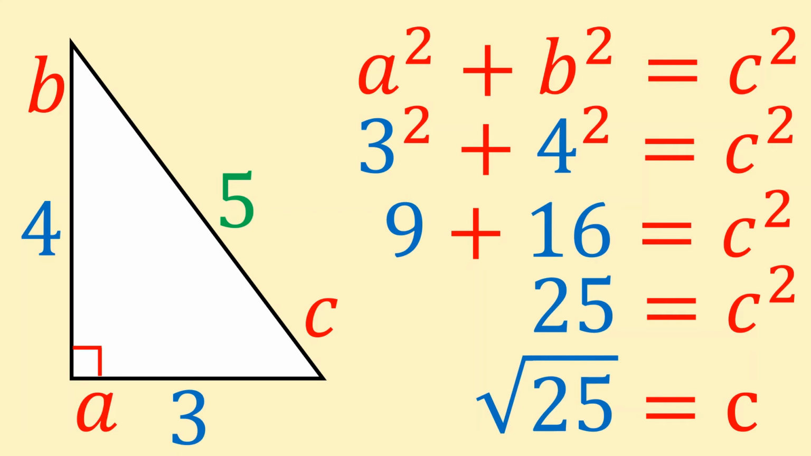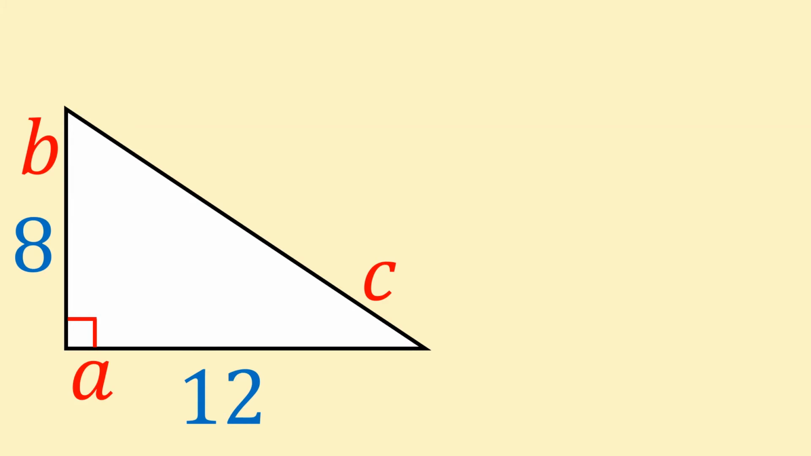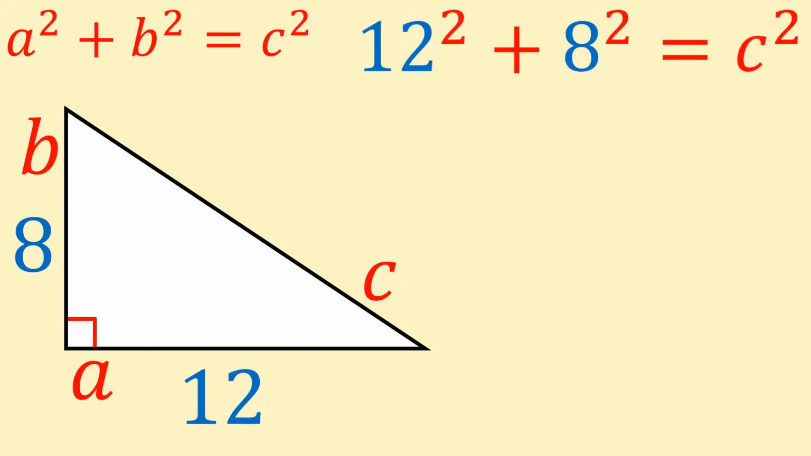Nice! Here's another example. This right-angled triangle has two lengths of 12 and 8. Work out the length of the third side. Like before, label the triangle with A, B and C. Since we want to work out the length of side C, plug in the values of A and B into the formula. This gives us 12 squared plus 8 squared is C squared.